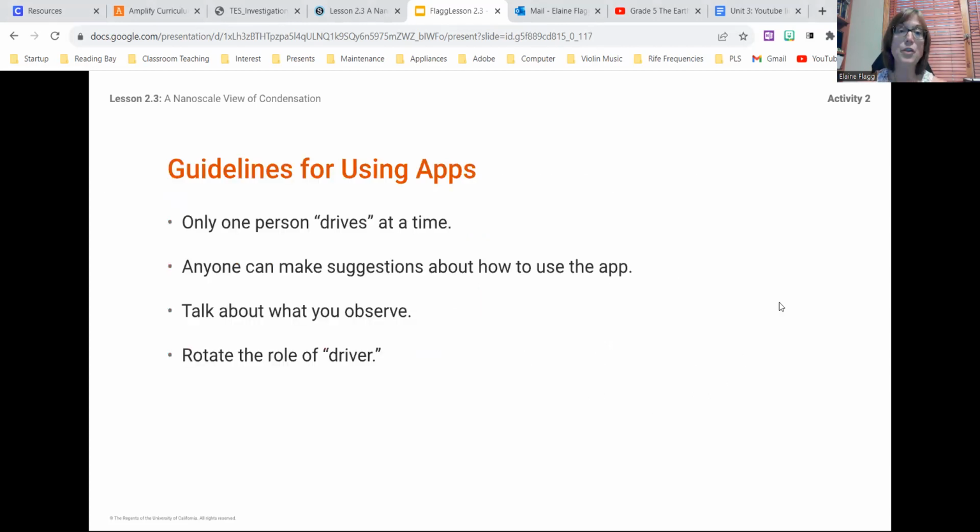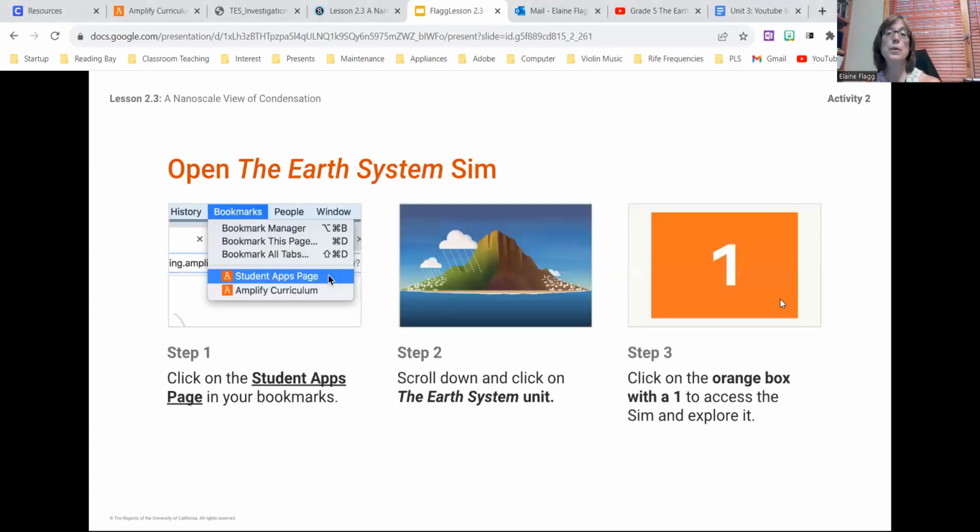So, guidelines for using apps. Only one person drives at a time. Anyone can make suggestions about how to use the app. Talk about what you observe and rotate the role of driver. And actually, I think everyone's going to be the driver on this.